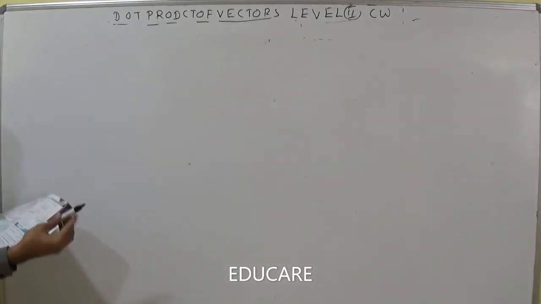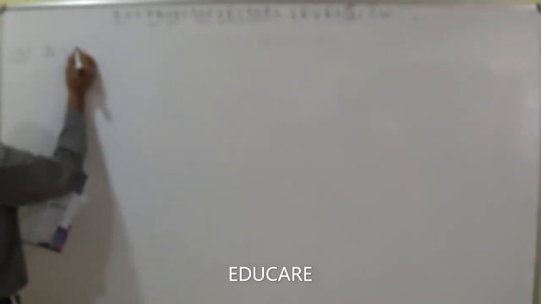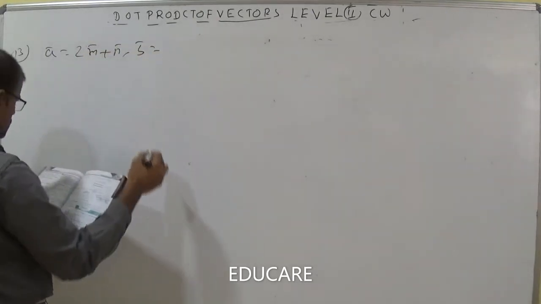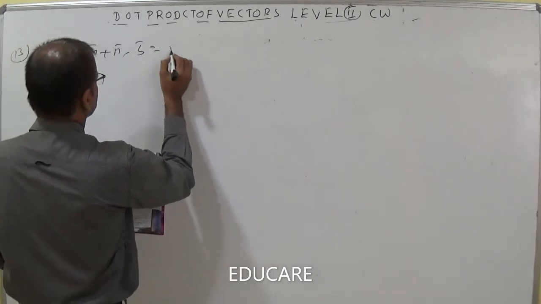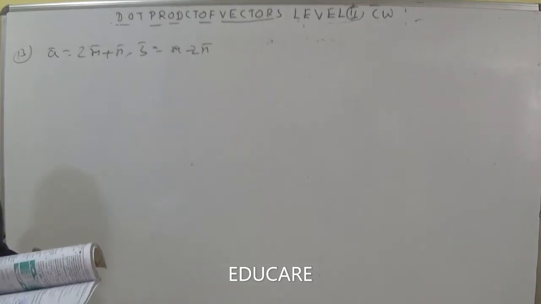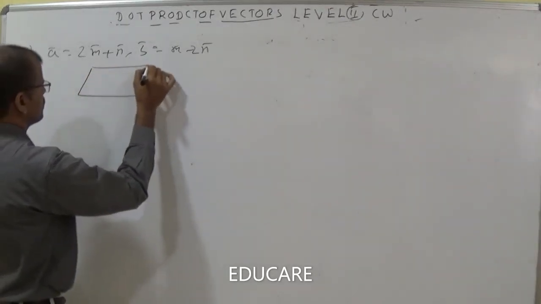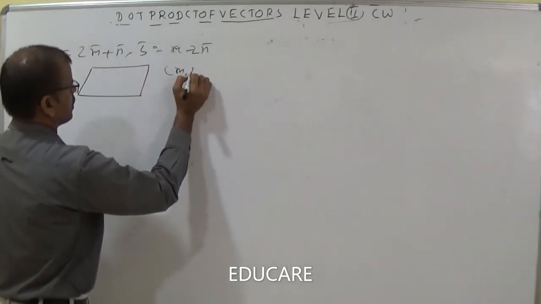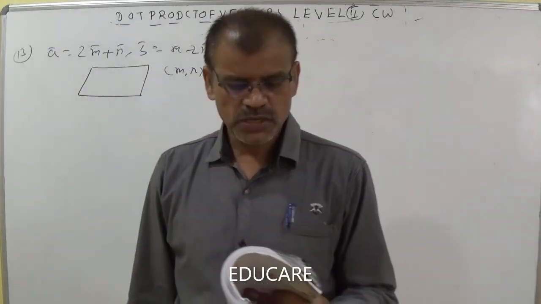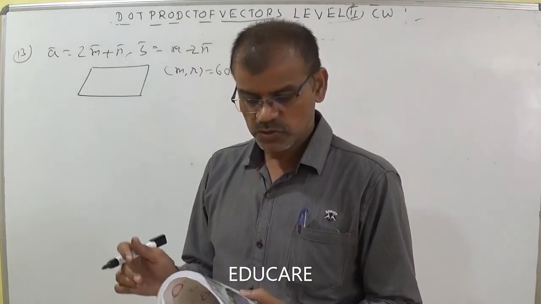Ā and B̄ are given as Ā is equal to 2m̄ + n̄, and B̄ is equal to m minus 2n. The angle between the unit vectors m and n is 60 degrees. So in the same previous model, we can calculate. If A, B are the sides of a parallelogram, then the lengths of the diagonals we should calculate.